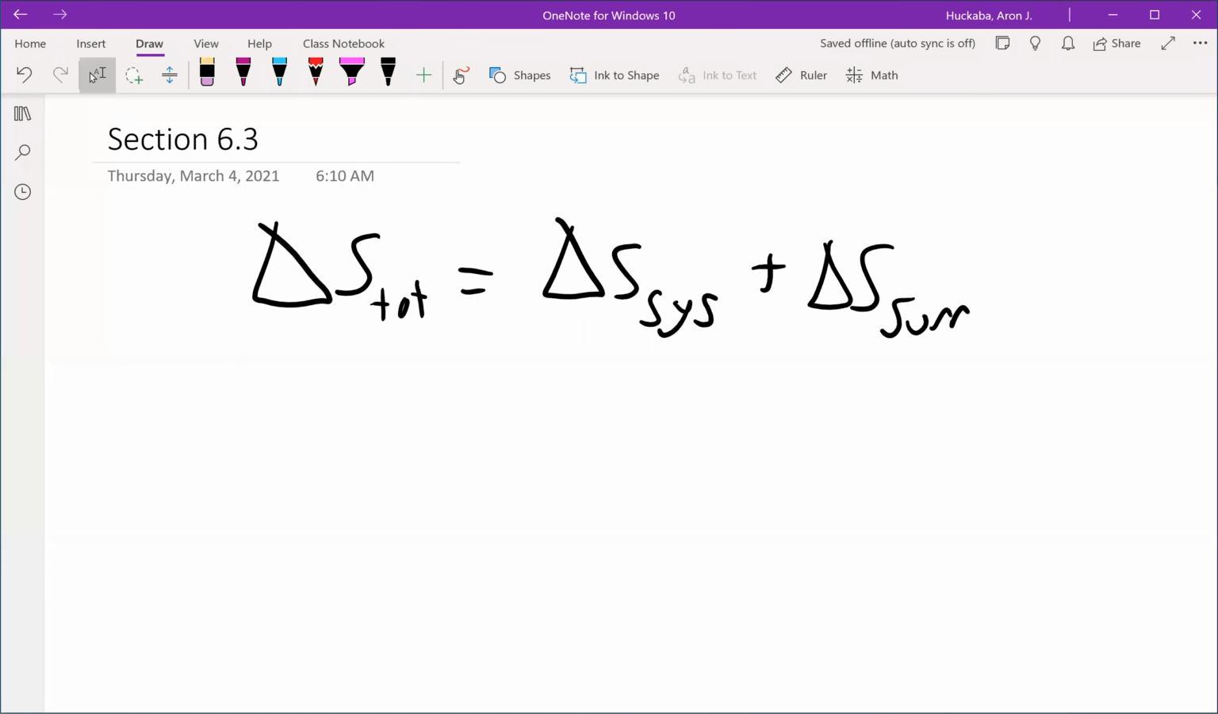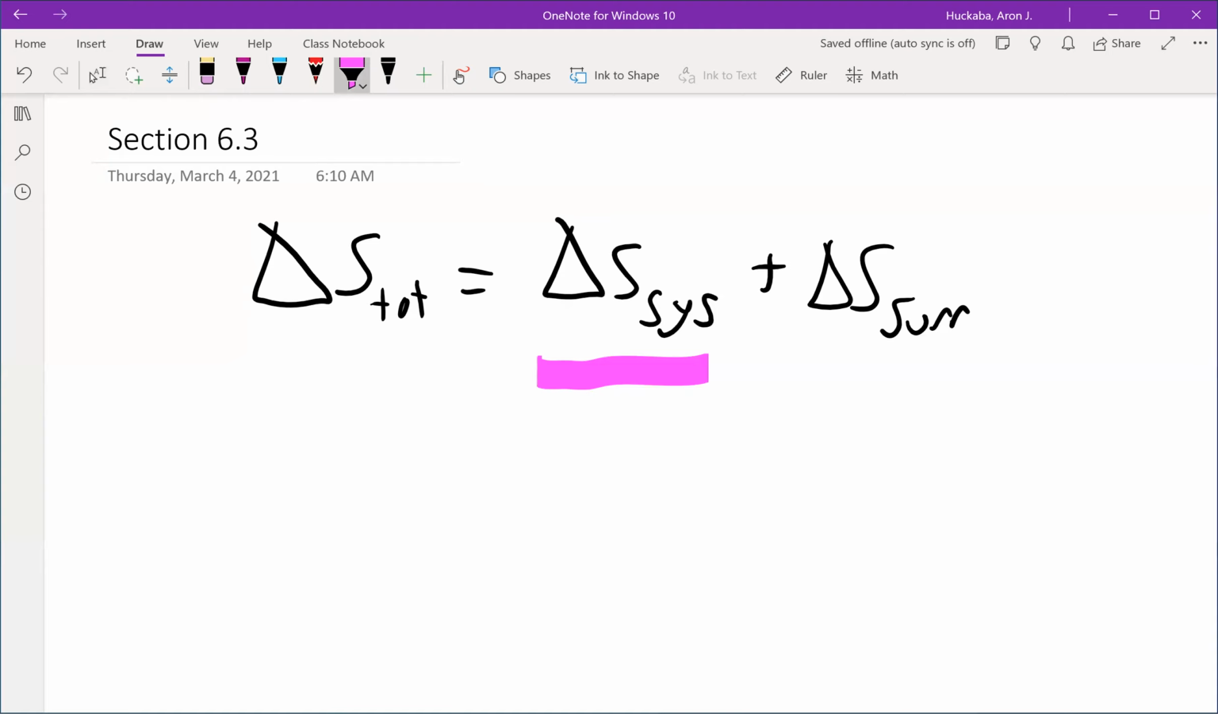Hello and welcome to section 6.3, where we talk about something called the Gibbs free energy. Before we start talking about Gibbs free energy, let's go back to our talk on entropy. In 6.2, we were talking about entropy, but we stayed mostly focused on the energy of the system, right? Because we said that the delta S of the surroundings was a little harder to talk about.